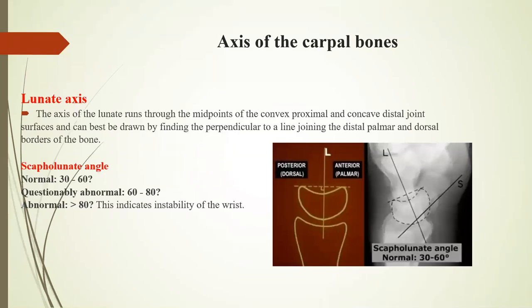The lunate axis. The axis of the lunate runs through the midpoint of the convex proximal and concave distal joint. It can best be drawn by finding the perpendicular to a line joining the distal palmar and dorsal border of the bone. From these axes we get an important angle, the scapholunate angle. The normal value is between 30 and 60, questionably abnormal between 60 and 80, and definitely abnormal when it is more than 80. This indicates instability of the wrist.